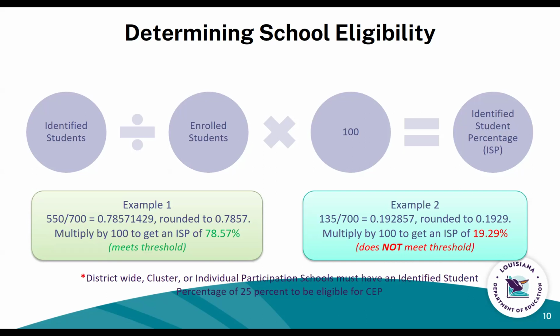The second example shows 135 identified students with a total enrollment of 700 students. Again, you would divide the 135 identified students by the 700 enrollment, which rounds to 0.1929. You multiply that by 100 to calculate the ISP of 19.29%. Please remember that the ISP must be at least 25% to be eligible. Therefore, this example of 19.29% does not meet the threshold.